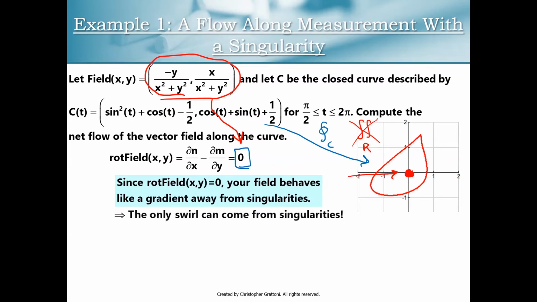The good news, though, is since the rotation of the vector field is equal to 0, the only swirl that can be added to this problem can come from the singularity. That is the only point that can contribute swirl in this particular scenario, because every other point is irrotational, right? Every point is irrotational except for at the origin.